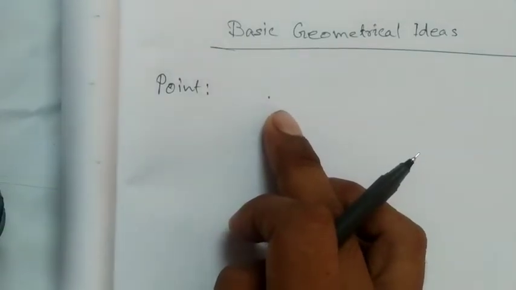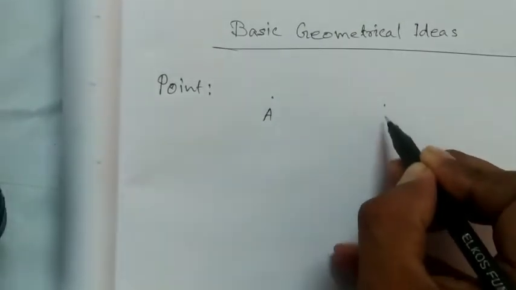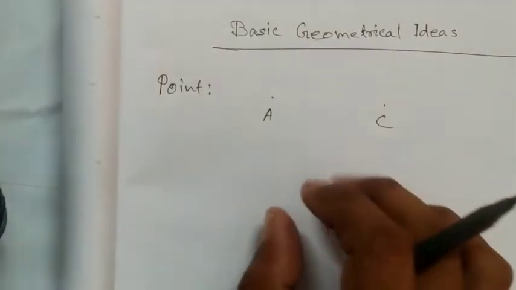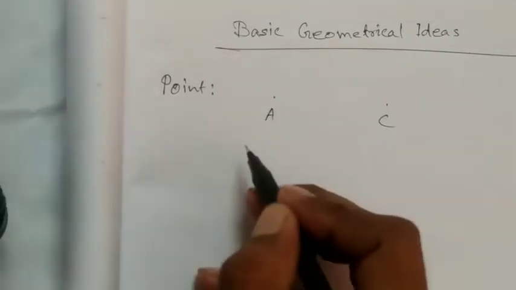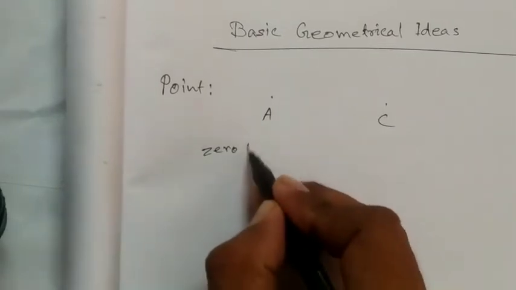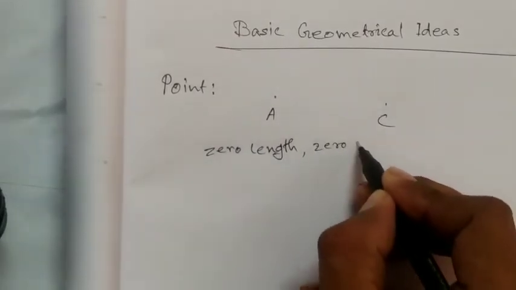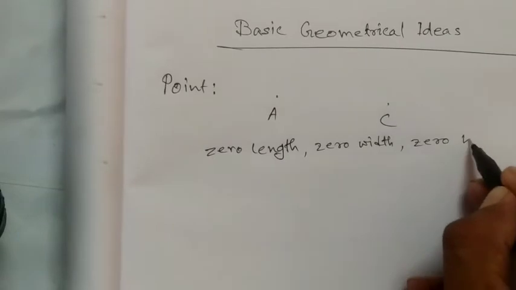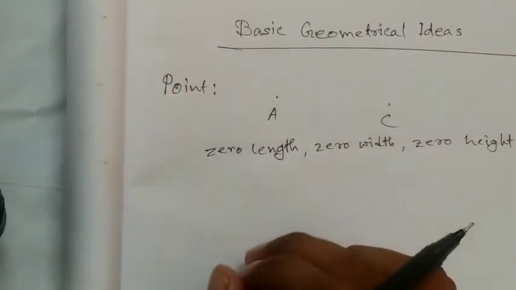And we name it with a capital letter like A, B, C, but it must be a capital letter. A point represents only a position. It has zero size, meaning zero length, zero width and zero height. So it has no length, no width and no height.